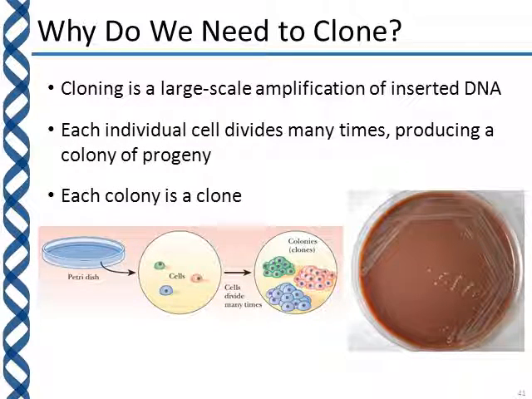So why do we need to clone? While cloning is the large-scale amplification of DNA, each individual cell divides many times, producing a colony of the progeny. And each colony is a clone. And here we show an example diagrammatically and then a photograph of the actual kinds of colonies you would see. You have a petri dish with a solid media. These bacterial cells are grown. The cells divide and form colonies. And as you can see on the actual photograph of a plate, these individual colonies can be seen.